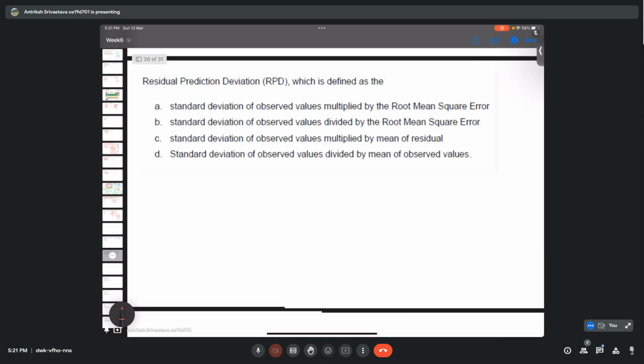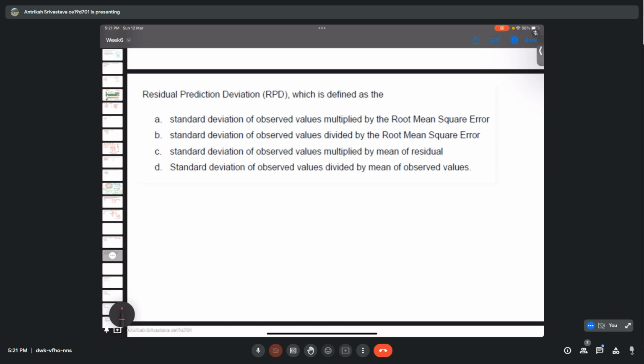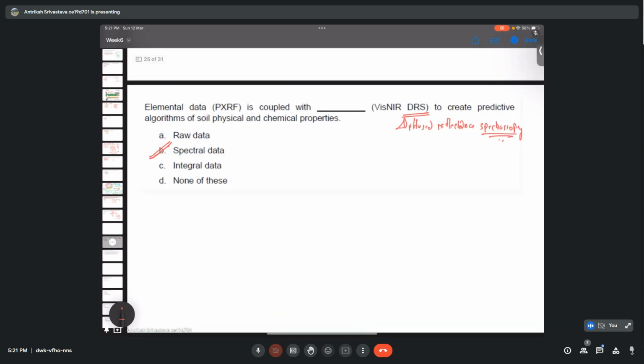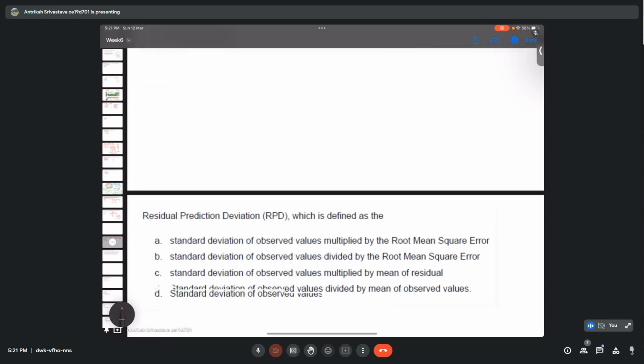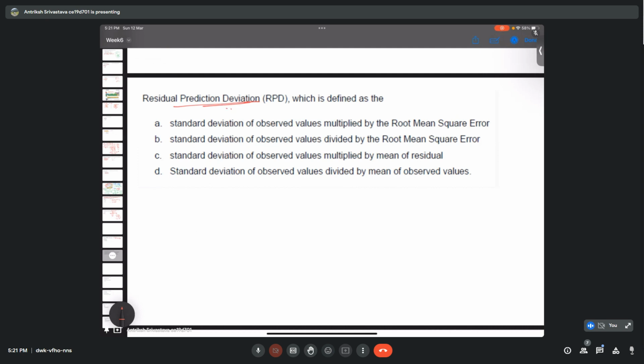Okay. Now, residual prediction deviation (RPD) is defined as, so in the PPT, if you remember, when Sir was discussing the higher predictive power of the PXRF plus visible to near infrared diffuse reflectance spectroscopy, they used this measurement, residual prediction deviation, to gauge the higher accuracy of the combined model rather than the individual model. So how was it defined? This residual prediction deviation. If you don't remember, that is fine. It was just a small formula in the corner. But if you remember, you can give it a shot. Let's see.